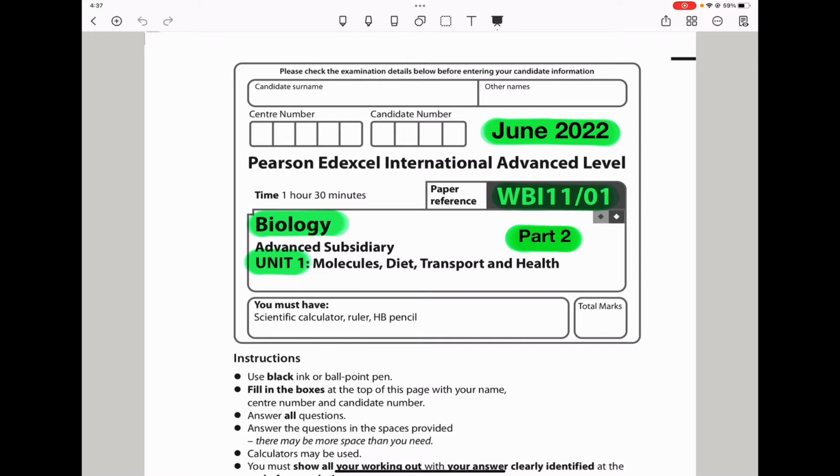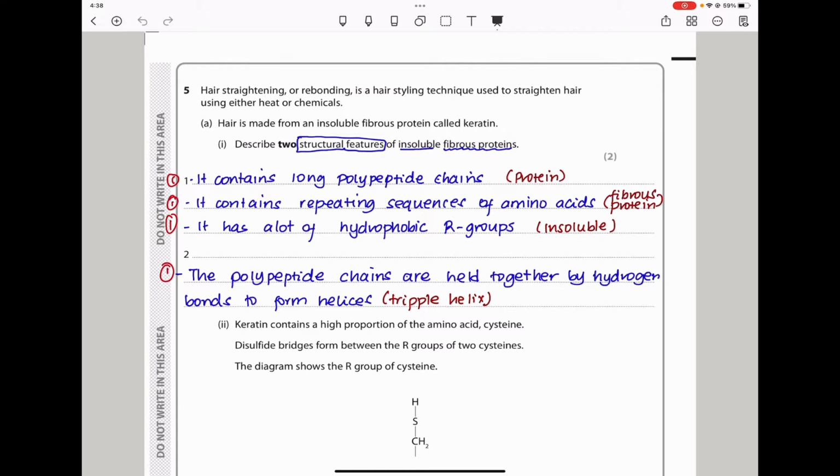Question 5 says, hair straightening or rebonding is a hairstyling technique used to straighten hair using either heat or chemicals. Hair is made from an insoluble fibrous protein called keratin. They want you to describe two structure features of insoluble fibrous protein. So here, there are keywords we get from here. Remember, they want structure features. They want it's insoluble and it's a fibrous protein.